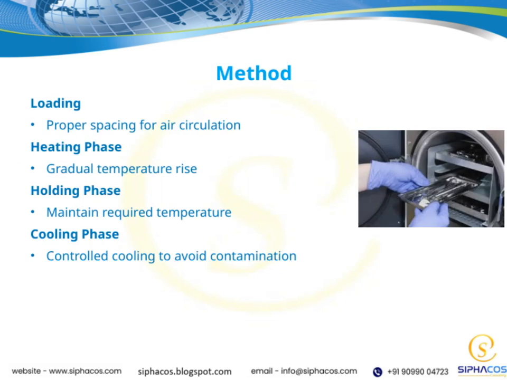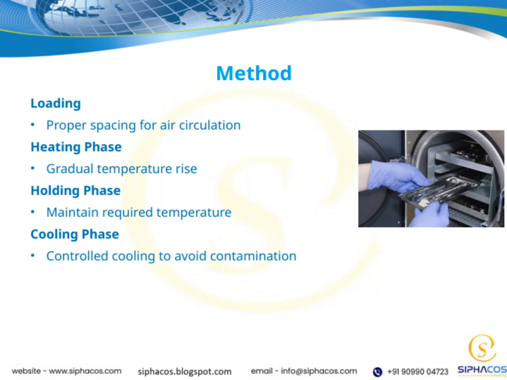Today, I'll walk you through the method we use during the process. First, we focus on loading the materials properly, making sure there's adequate space between items. This is crucial because proper spacing allows for effective air circulation, which is essential for uniform heating. Next comes the heating phase, where we gradually raise the temperature. It's important to increase the temperature slowly to avoid any sudden shocks that could damage the material or cause uneven heating. Once the target temperature is reached, we enter the holding phase.